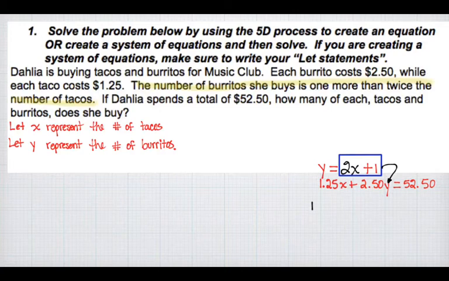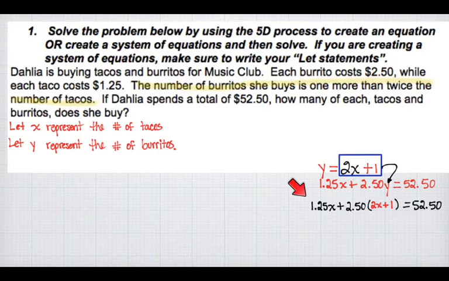1.25x plus 2.50, and instead of y, I'm going to put parentheses, equals 52.50. So now instead of y right here, I put parentheses because I'm going to write 2x plus 1 right there, since that is the value of y. So I'll put 2x plus 1 right here.